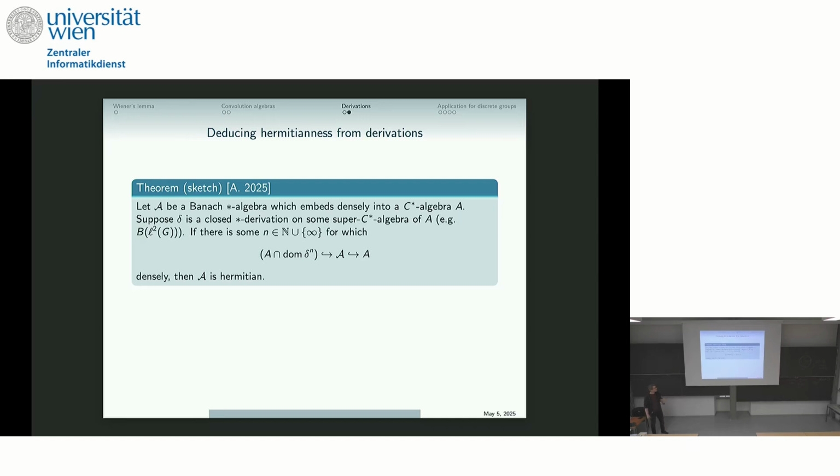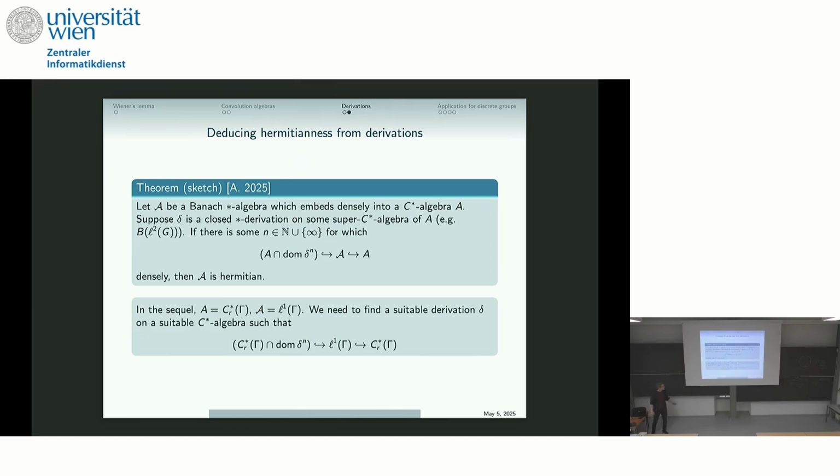For example, B of L2. If there is some n, either a natural number or potentially infinity, for which I have dense embeddings of the intersection of the C-star algebra A with the domain of delta n into my Banach star algebra A, and then into the C-star algebra A, which I'm assuming that I have, then I can always guarantee that this curly A is Hermitian.